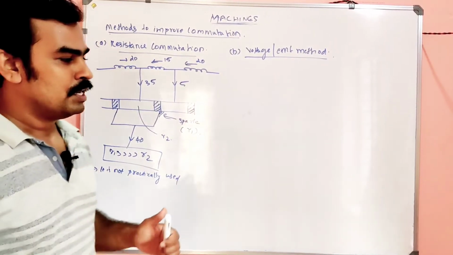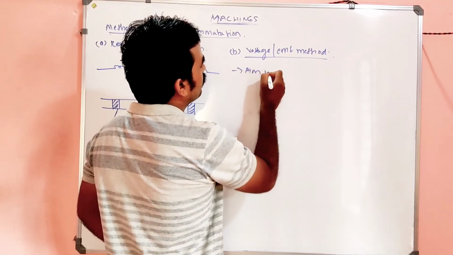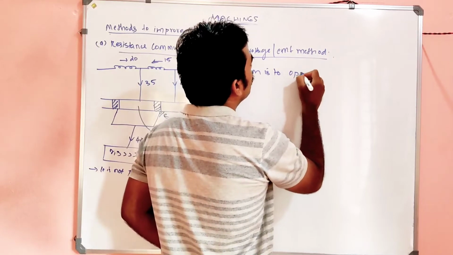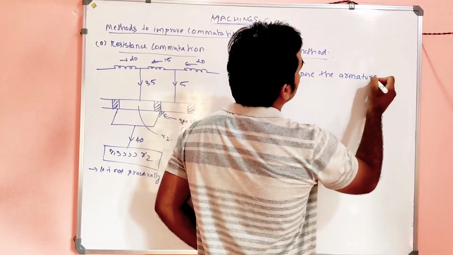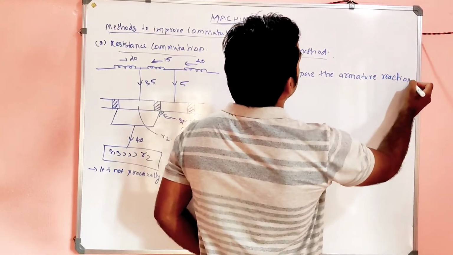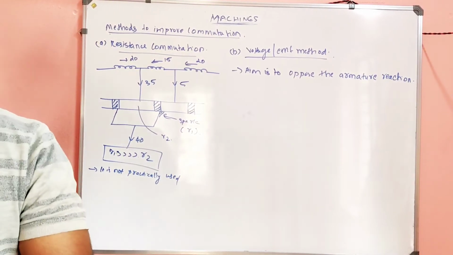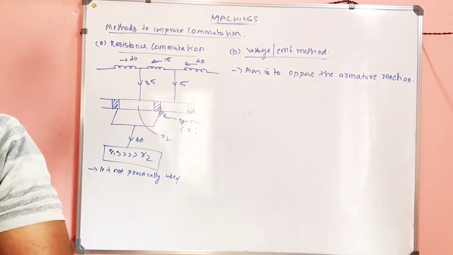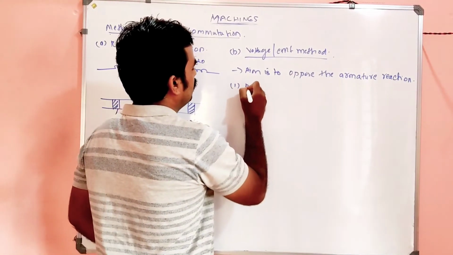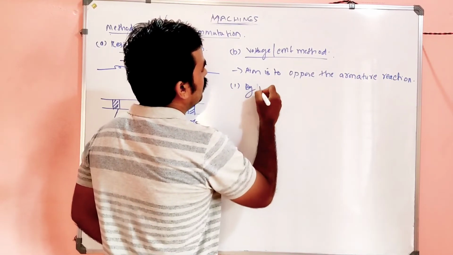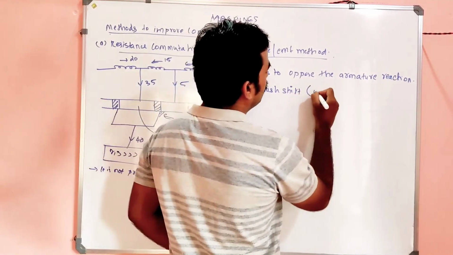So what we are going to do is oppose the armature reaction. The aim is to oppose armature reaction, my dears. The first method is by brush shift, used in older days.